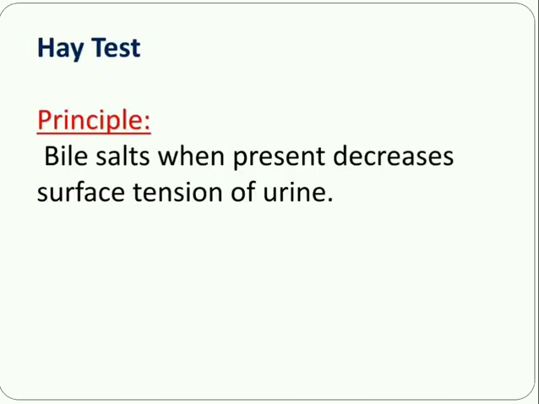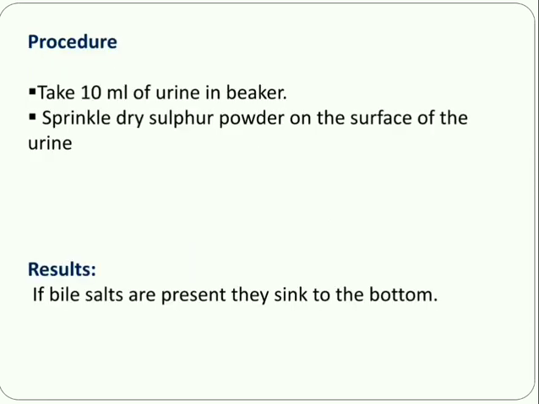Now, to detect bile salts present in the urine, we do a test called Hay's test. The principle of Hay's test is that bile salts, when present, decrease the surface tension of the urine. For Hay's test to be done in the lab, we need a beaker, a urine sample and sulfur powder.